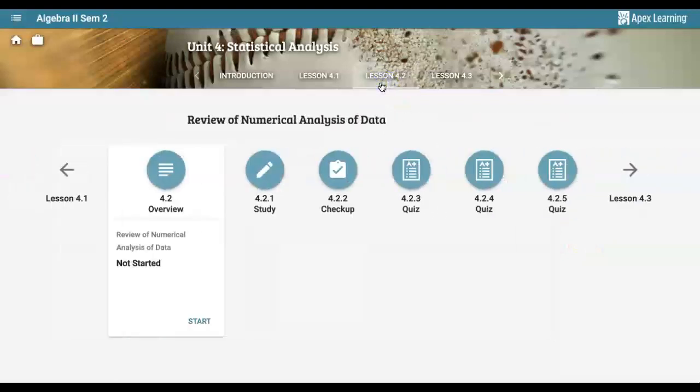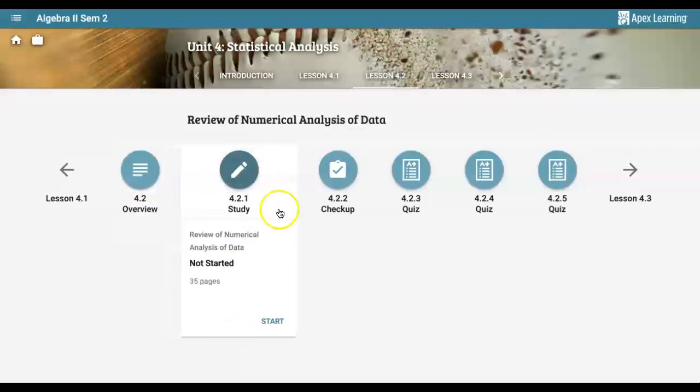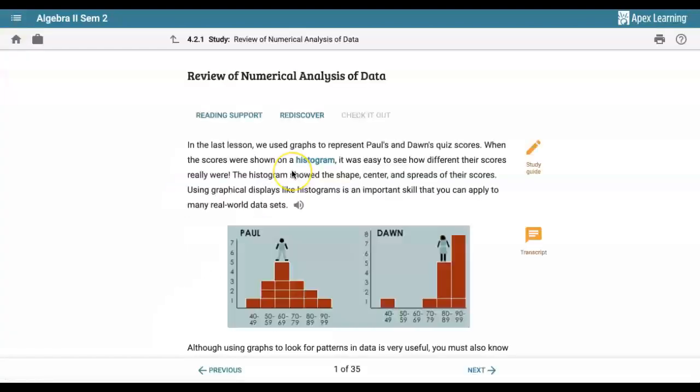And then the last lesson we're going to cover this weekend is this 4.2, which is review of numerical analysis of data. Again, it's another longer one, which is why I set it for the weekend here, but let's get rolling. So, review of numerical analysis of data.